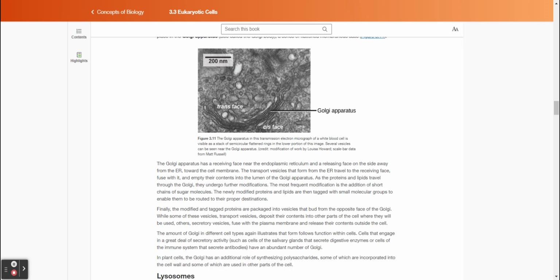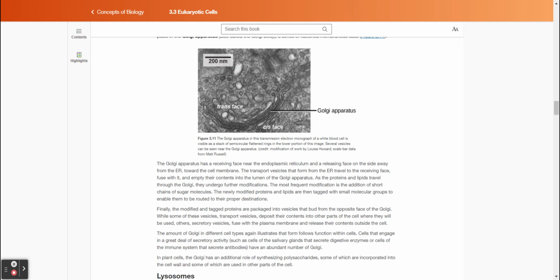The Golgi apparatus has a receiving face near the endoplasmic reticulum and a releasing face on the side away from the ER toward the cell membrane. The transport vesicles that form from the ER travel to the receiving face, fuse with it, and empty their contents into the lumen of the Golgi apparatus.